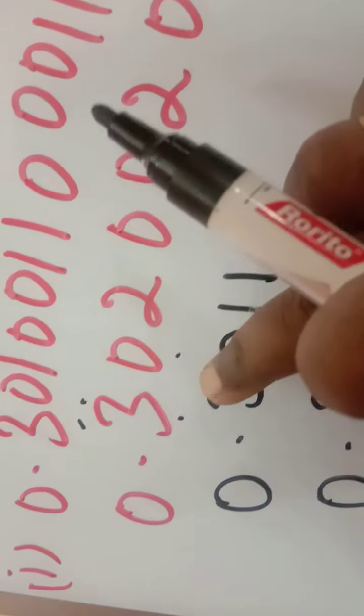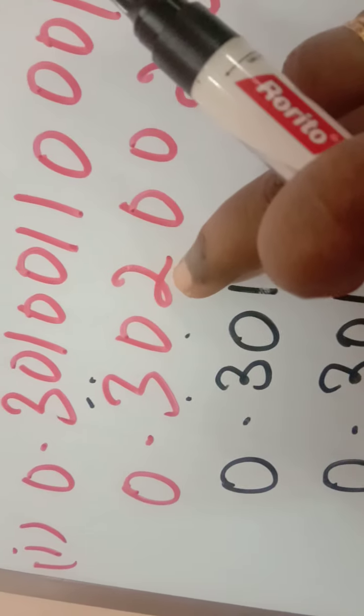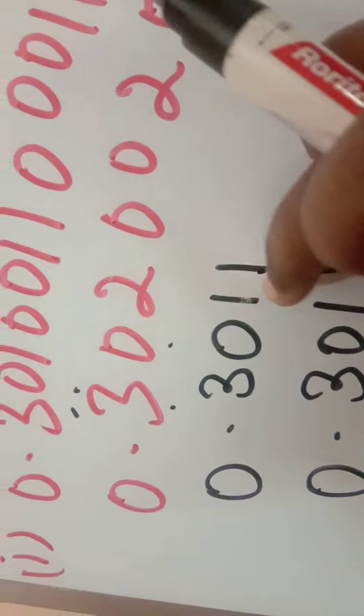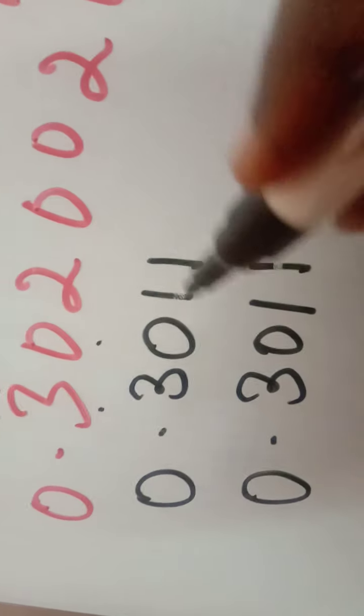So 0.3011. The first 2 digits are the same, so write the same digits. Third digit is 1 here, 2 there, so I have written 1. Suppose here 1 and there 4, we can write 2, 3, whatever it is. But here 1 and the next number is 2, so write 1 in both places. The fourth digit is 0, so write the next number, 1 1.